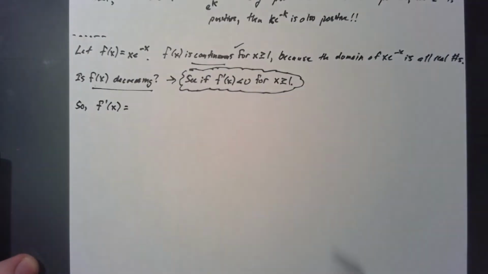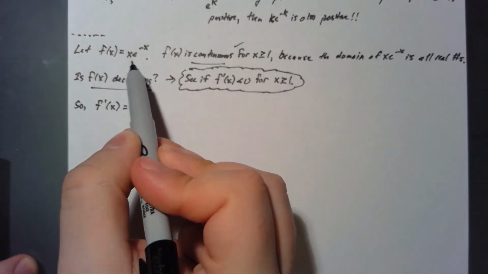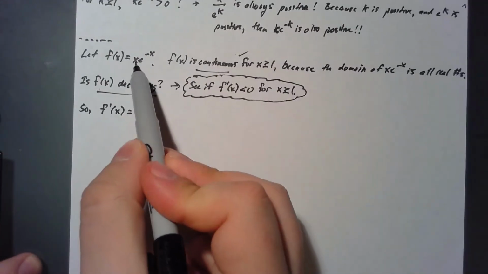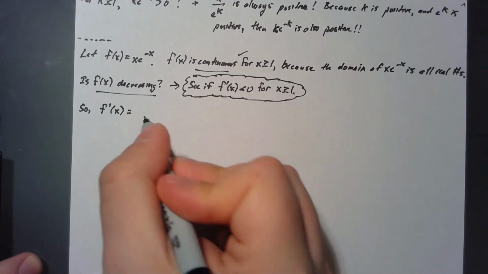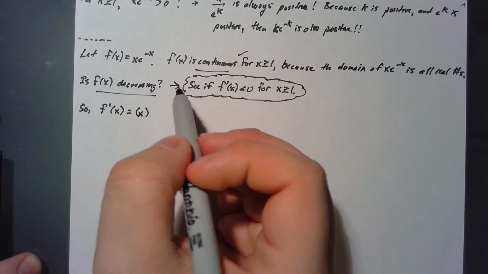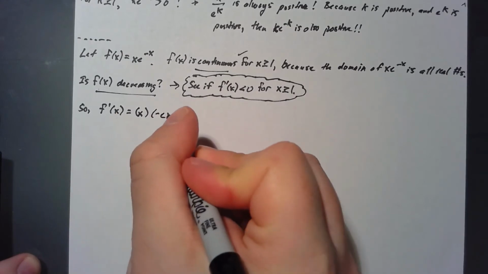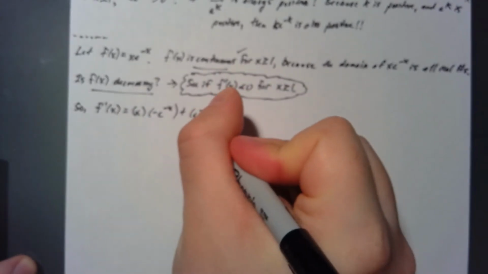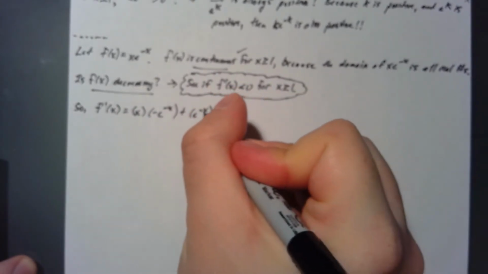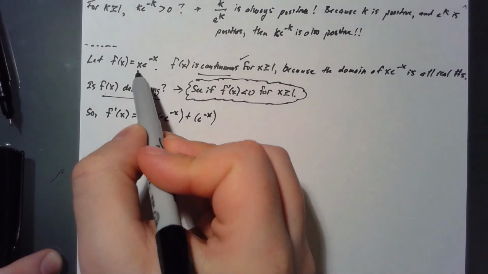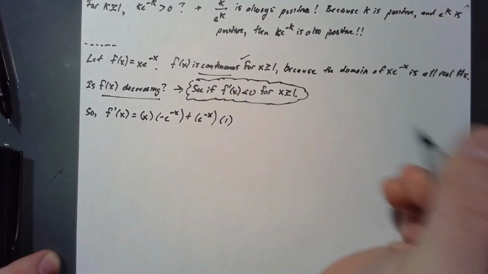So what's the derivative of that function? How do you take the derivative of this? Well, you do the product rule, right? High d low plus low d high. So high d low, what's the derivative of e to the negative x? That's going to be negative e to the negative x. That's high d low, plus low times d high. Derivative of x is 1.